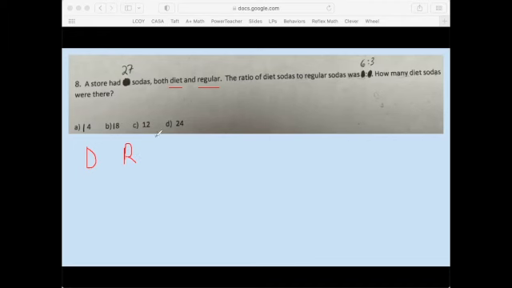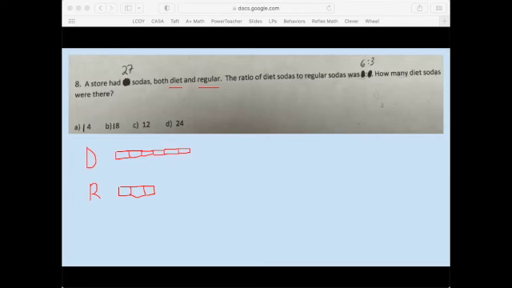It says the ratio was 6 to 3. Let me do it with the tape diagram. So I'm going to draw 6 pieces of tape next to diet. 1, 2, 3, 4, 5, 6, and there's 3 as part of the ratio for regular. And again, I know these tape pieces do not look the same, but I promise you they are equal.